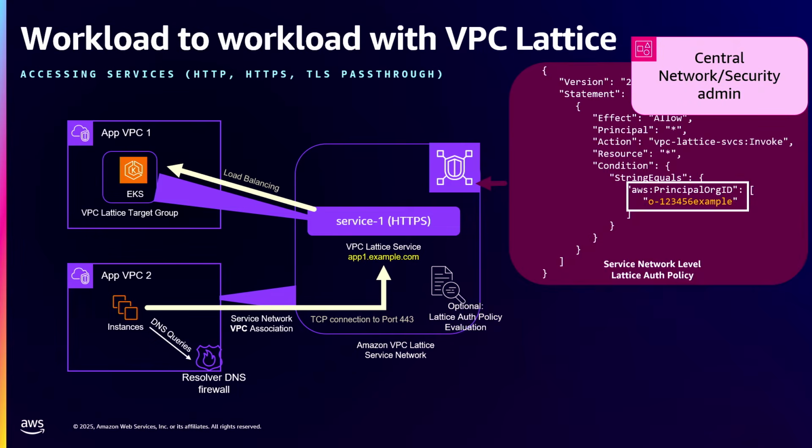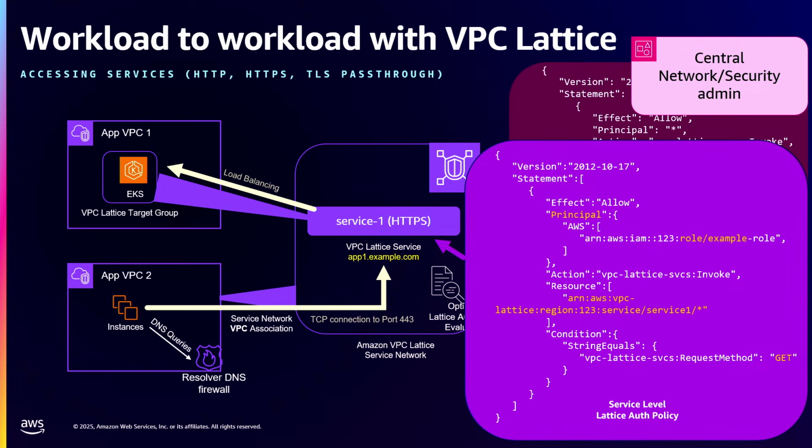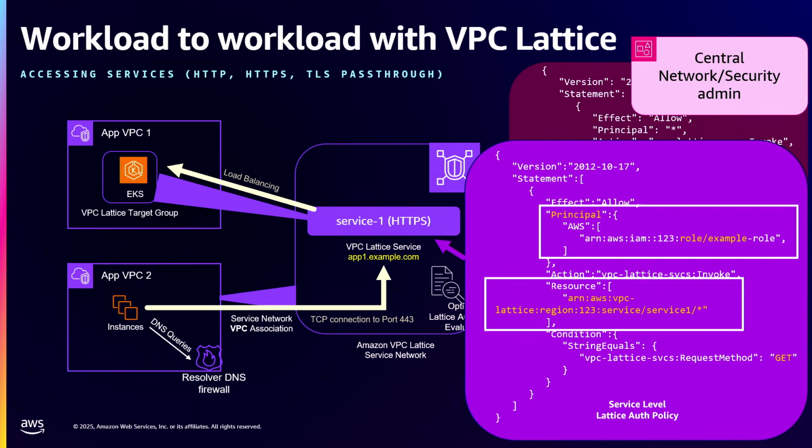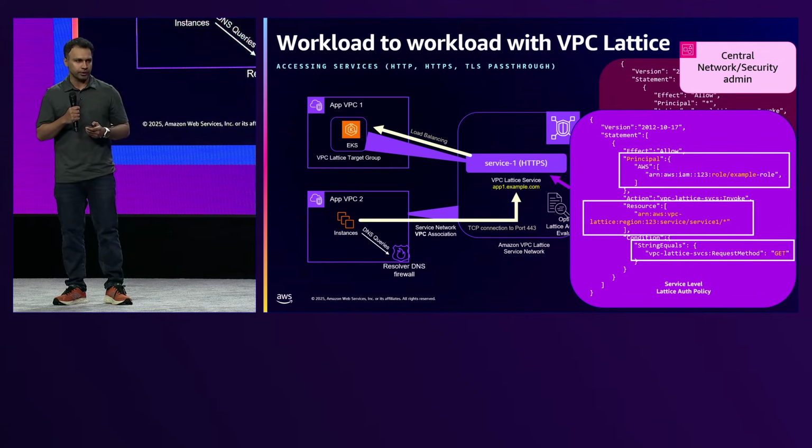The second place where you could apply a policy is at the actual service level as well. And this is where you could get really granular with your policy. So in this case, I'm saying, allow the request only if it comes from a specific AWS principal or a role. And at the same time, when it's going to only a very specific resource, which is a service within Lattice. And when the principal is making a GET method request versus something else. So it allows you to get really, really granular at the service level.